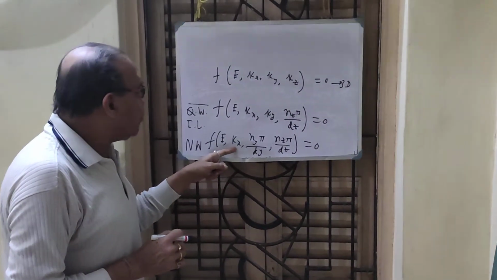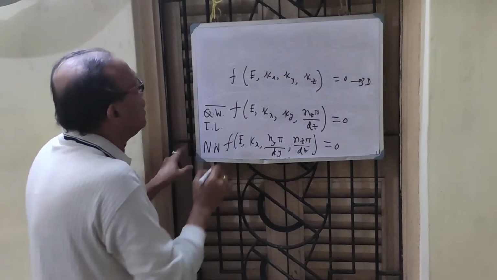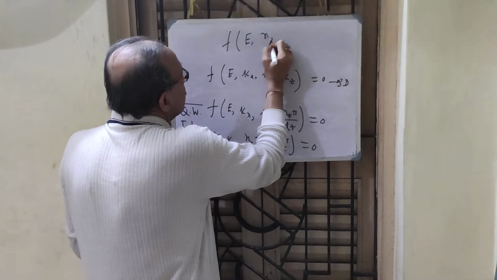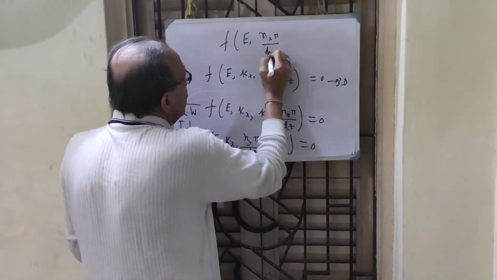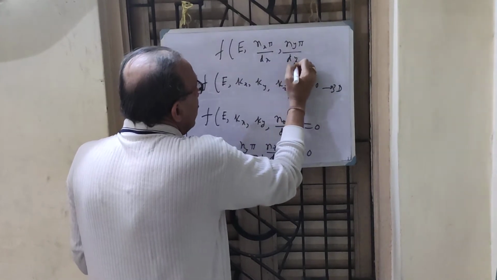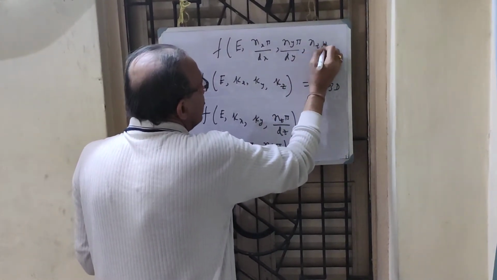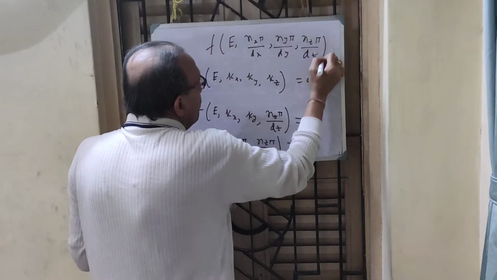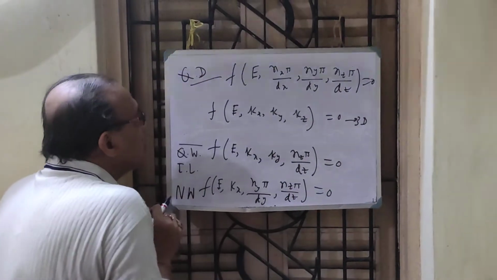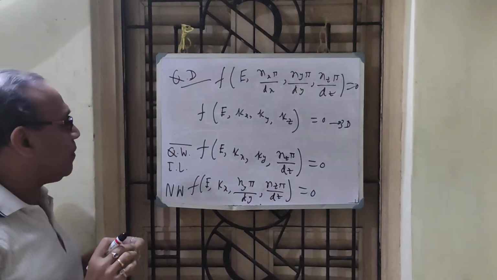Again, that free component K is again quantized. I am going to get E, Kx equals Nx pi by dx, Ky equals Ny pi by dy, Kz equals Nz pi by dz. This is called quantum dot, QD or 0D, since electron cannot move in any dimension.